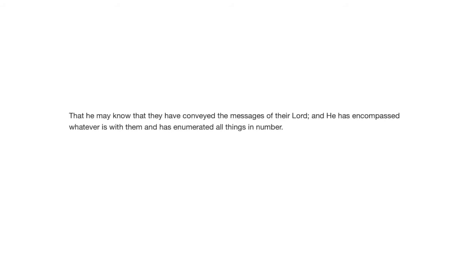That he may know that they have conveyed the messages of their Lord, and he has encompassed whatever is with them, and has enumerated all things in number.